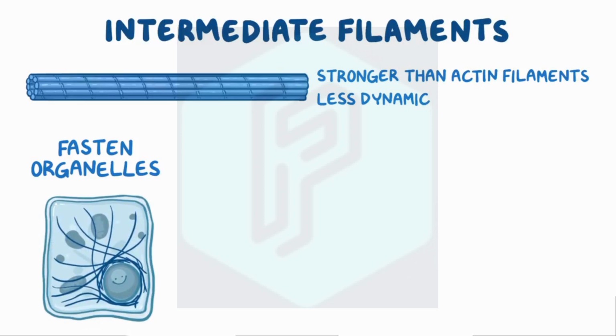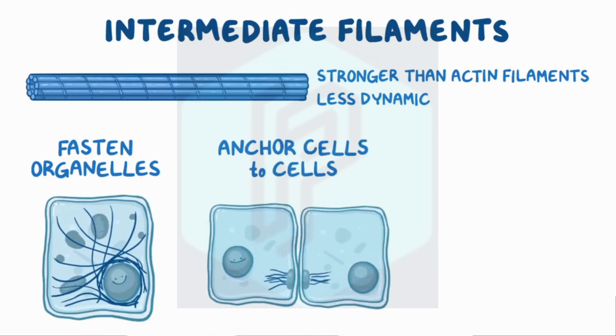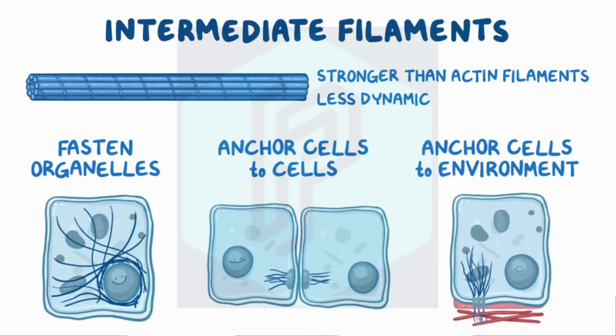Intermediate filaments also help anchor cells to neighboring cells through cell-to-cell junctions. They also help anchor the cells to their surrounding environment, which is the extracellular matrix. Intermediate filaments are less dynamic than actin filaments and microtubules, so they tend to degrade slowly and last longer within the cell.